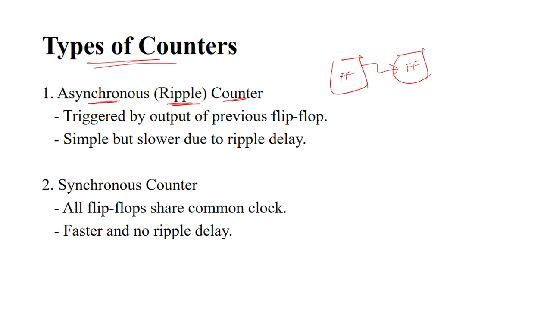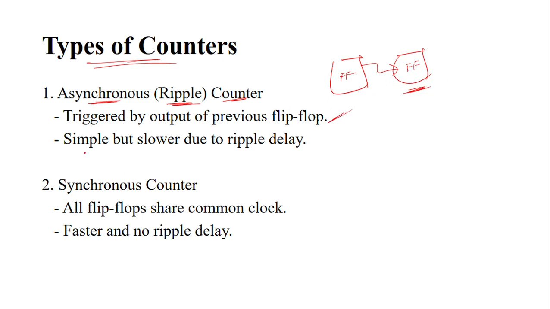It is triggered by the output of the previous flip-flop. How does it trigger? The second flip-flop is activated by the previous flip-flop's output. The output of the previous flip-flop is given to the next flip-flop, and accordingly this flip-flop works. That is the meaning of this statement.